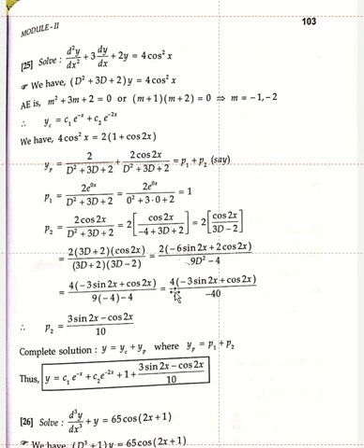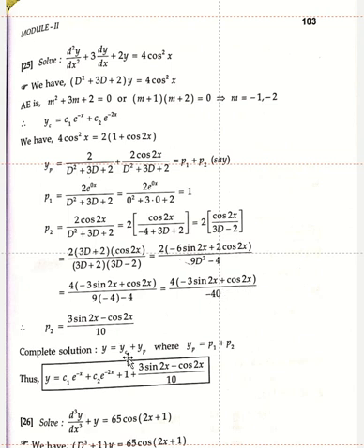Here this minus and this minus get cancelled. 4 ones are 4, 4 tens are 40, so only 1 by 10. We already took minus as the common term, so here this minus will become plus and plus will become minus. Therefore, 3 sin 2x minus cos 2x, this is the P2.